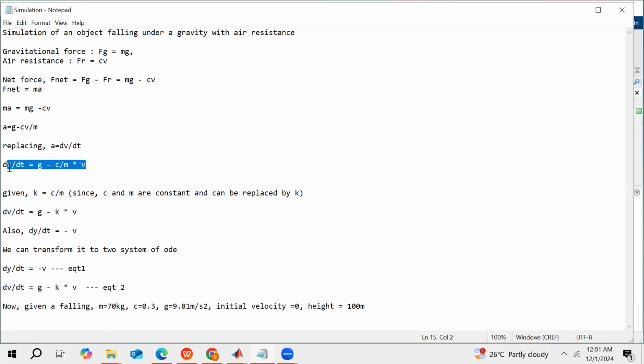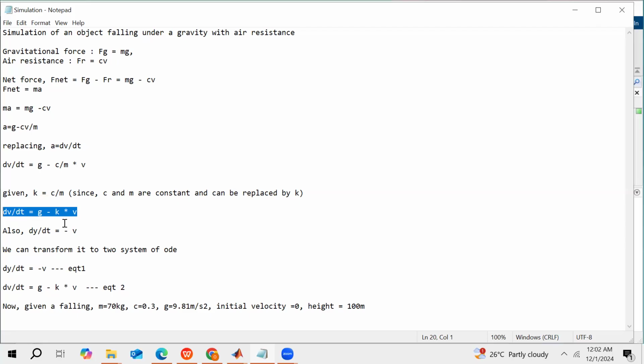Given this particular expression, we can replace c over m by k, since c is a constant. The coefficient of drag is a constant for a particular location and particular situation. Then we have the mass, which is also a constant. So replacing c and m with a constant k, our formula results in this. So we have dv/dt equal to g minus k times v. So this is the resulting formula.